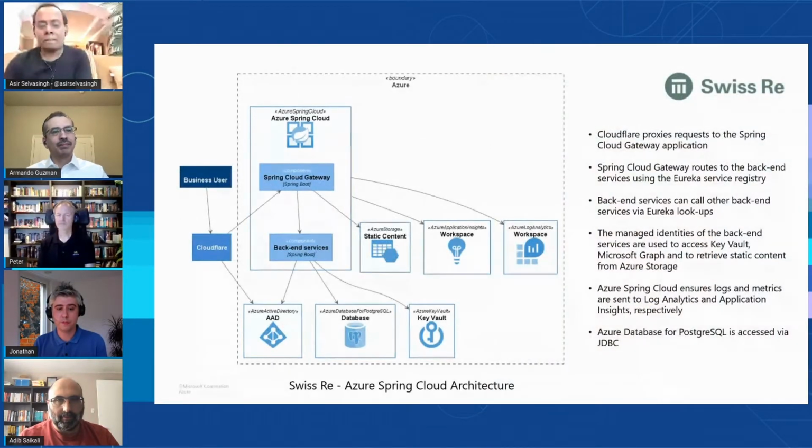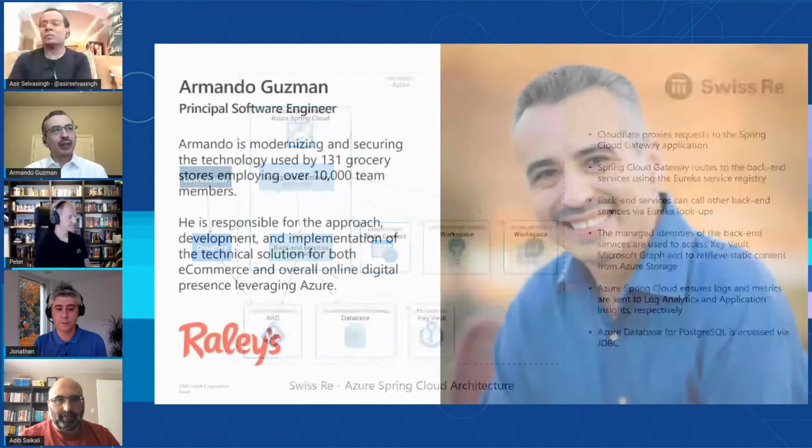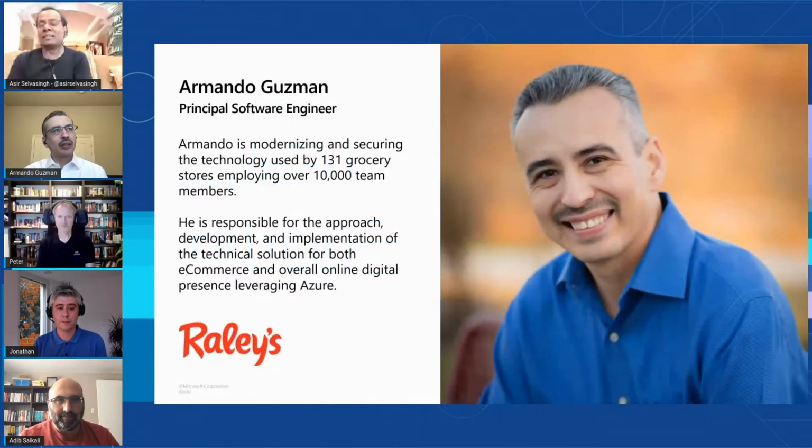Armando, you have been telling us no to Kubernetes, and you're on a fast track, aggressive about deploying to production. Tell us how you advance to production. Yes, thank you, Asir. I want our developers to focus on apps, not Kubernetes. Hello, everyone. My name is Armando Guzman.